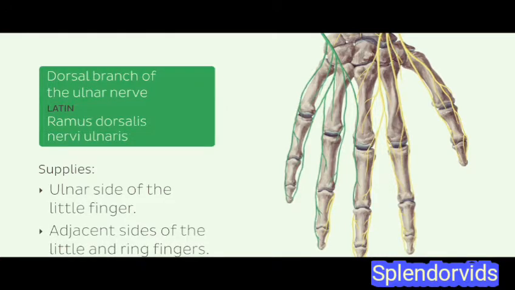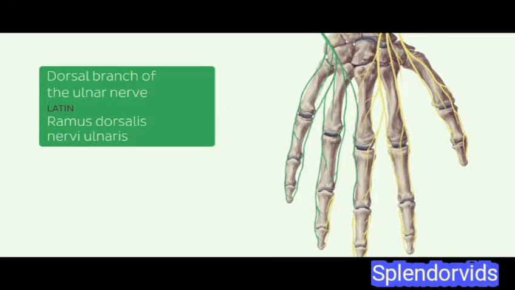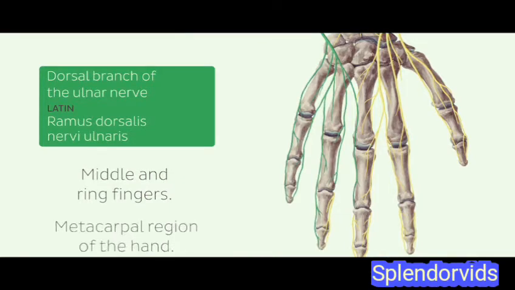ring fingers. With the superficial branch of the radial nerve, it will be supplying the adjoining sides of the middle and ring fingers. And the branch will also be distributed to the metacarpal region of the hand, communicating with a twig of the superficial branch of the radial nerve.